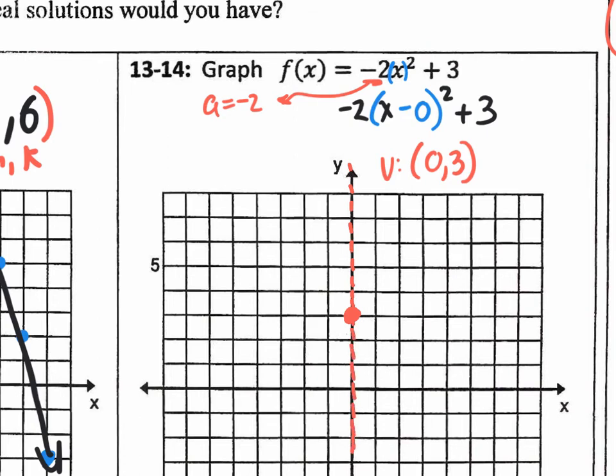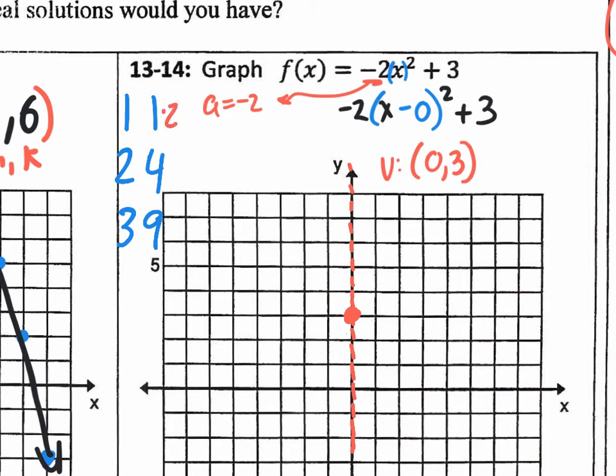We need more coordinates. We usually think of the pattern 1, 1, 2, 4, 3, 9. However, the a value of -2 means I need to modify this pattern by that factor of -2. Now the negative, I'm just not going to worry about, because I know that this parabola opens down. So I'm really just going to worry about the 2.